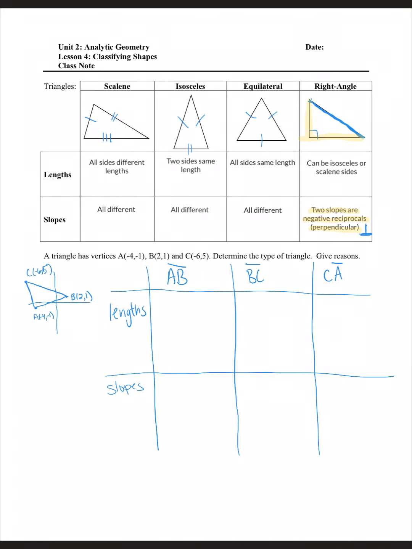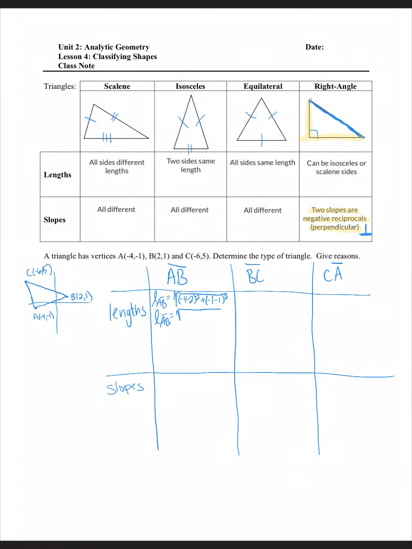All right, so if we're going to do our length of AB, we're going to use our distance formula. So the length of AB. Remember, that is squaring our run and squaring our rise and adding them together. So our x values of A and B are negative 4 minus 2 squared, plus our y values of A and B are negative 1 minus 1 squared. So we'll just work our way through simplifying this.